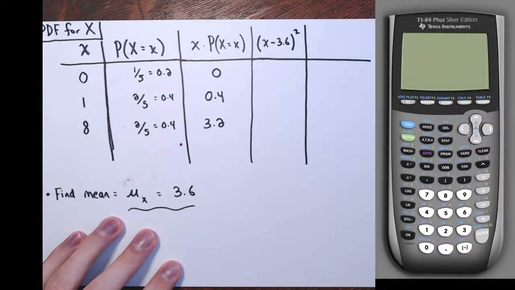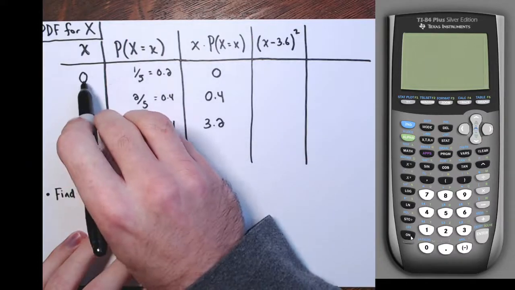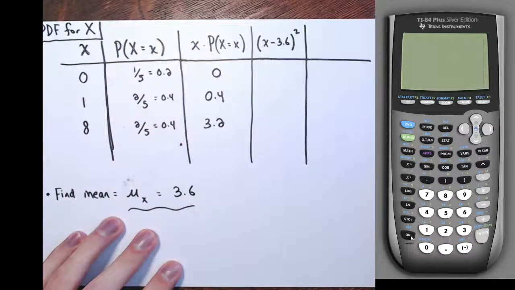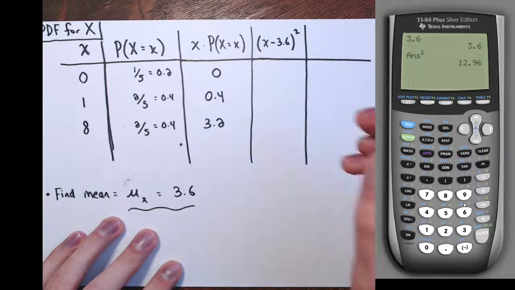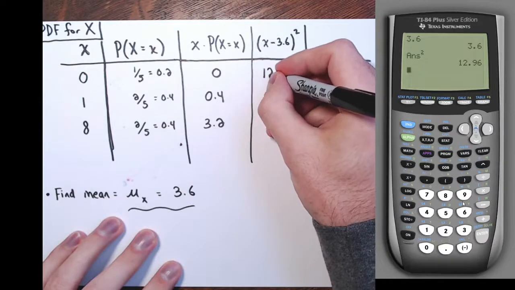So the first one, when x is 0, well, 0 minus 3.6 is negative 3.6, and you're going to square that, which will make it positive. What's 3.6 squared? Basically, negative 3.6 times negative 3.6. That's 12.96. Right, so I got 12.96 here.